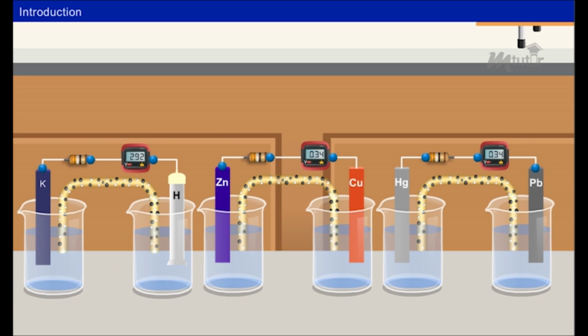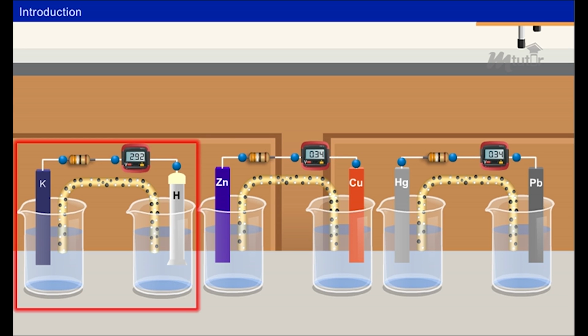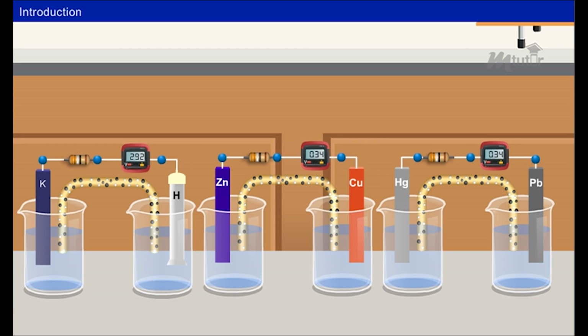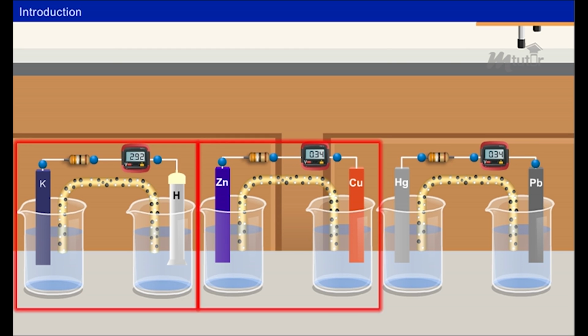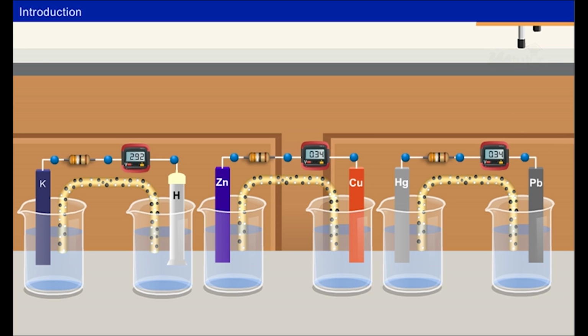Basically, electrons move from the metal with negative standard reduction potential to the metal with more positive standard electrode potential. In the given cells, potassium, zinc, and lead have a negative standard reduction potential, while copper and mercury have a positive standard reduction potential, and hydrogen has zero standard potential. Oh, that's why in the first and second cells electrons moved from left to right, while in the third they moved in the opposite direction.